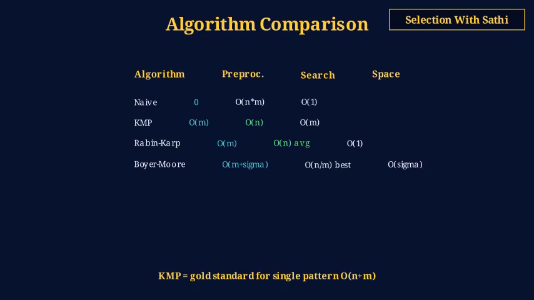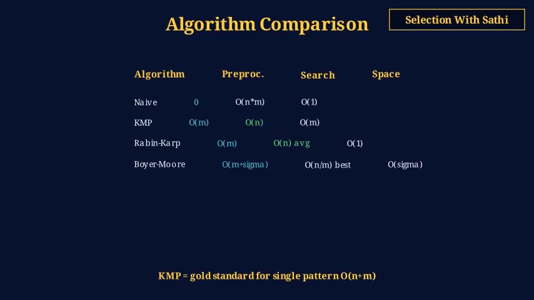Lines 12 through 14. The rolling hash update removes the leading character and adds the trailing character in O of 1 time. Rabin-Karp's real strength is searching for multiple patterns simultaneously. Compute each pattern's hash once, then check all of them in a single pass. Worst case is still O of n times m due to hash collisions, but average is O of n plus m.